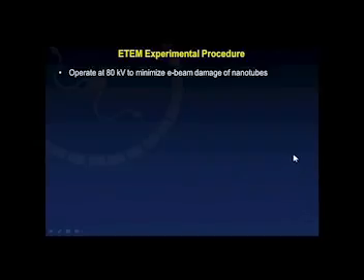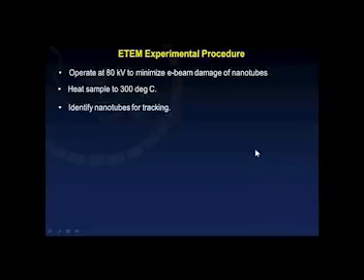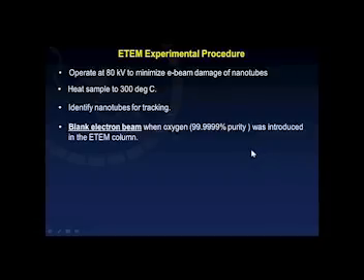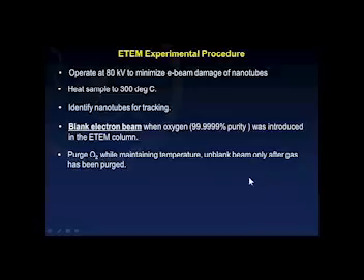So to reiterate the experimental protocols that we adopted for this set of experiments, first of all, we operated at 80 kV, which is below the threshold for knock-on damage for carbon nanotubes. The sample was first heated to 300 degrees Celsius in high vacuum. We would identify nanotubes that we would track in the whole experiment. And then after identifying the nanotubes, the electron beam was blanked. After we ensured that there's no electron beam illumination on the sample, we then introduced oxygen into the ETEM column and let the reaction go for about 15 minutes or so. We would purge the oxygen while maintaining the temperature, and after the gas had been completely purged, we would unblank the beam, locate and image the same nanotubes.